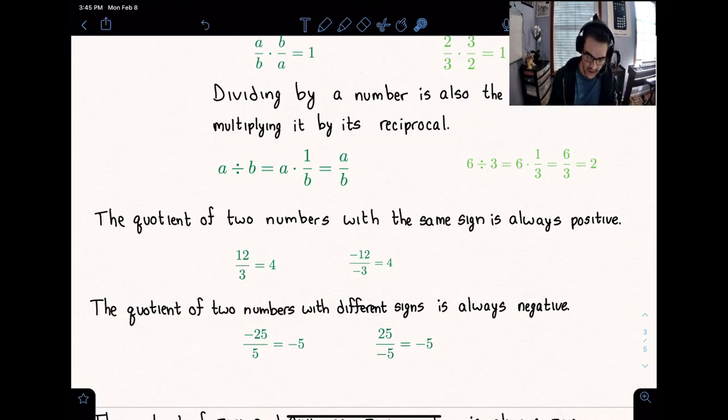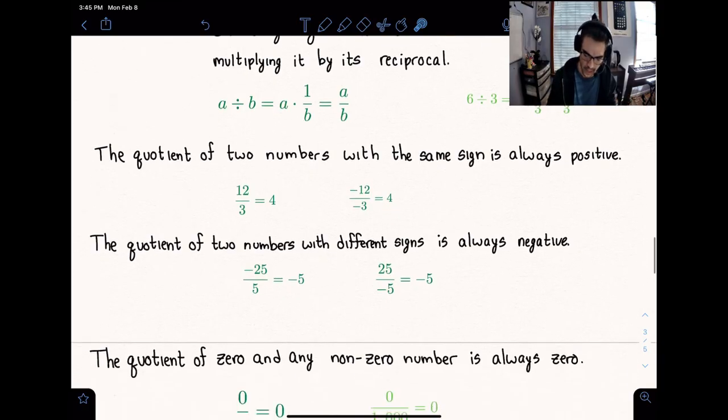More comments about signs. The quotient of two numbers with the same sign is always positive. Just like with multiplication, the product of two numbers with the same sign is always positive. Same thing here with division. 12 over 3 equals 4. -12 over -3, positive 4 also. And then likewise, if one of the signs is negative, our solution will be negative. The quotient of two numbers with different signs is always negative. -25 divided by 5 equals -5. Likewise, 25 over -5 still equals -5.